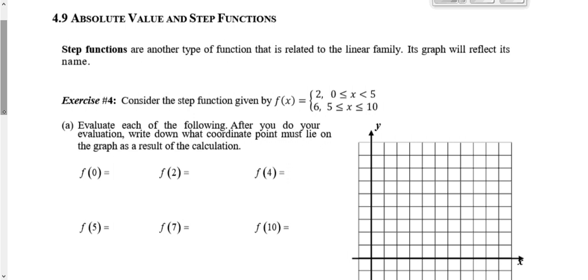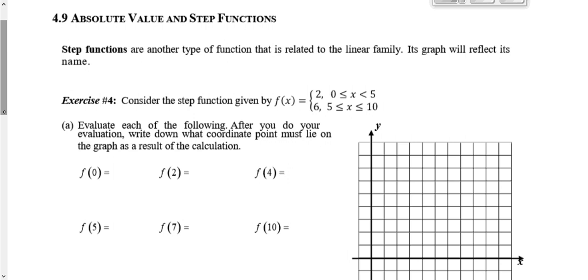From yesterday, how many pieces does this piecewise function have? 2 pieces, right? And in the first, what x values will we use the first piece for? 0 to 5. X is from 0 to 5, including 5? No, but I might put 5 in there to see where it ends and put what kind of circle there? Open, right? And then what values of x use the second piece of the function? Every x from 5 to 10, right?